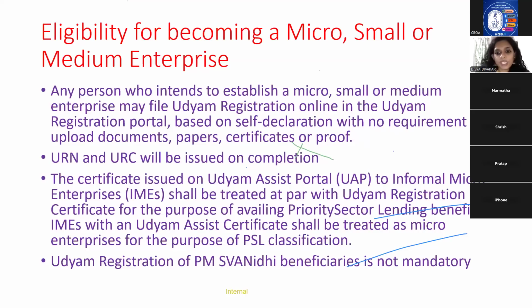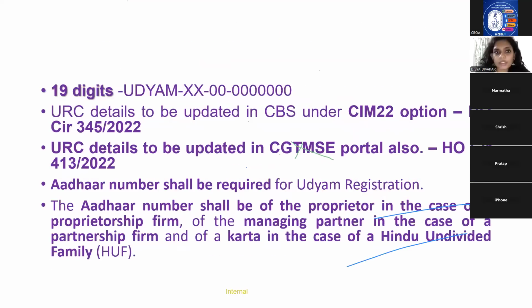Udyam registration of PM SVANidhi beneficiaries is not mandatory. From the exam point of view, the Udyam number is 19 digits. The Udyam URC details are to be uploaded in CBS under the CIM 22 option, and the URC details also have to be updated in the CGTMSE portal.